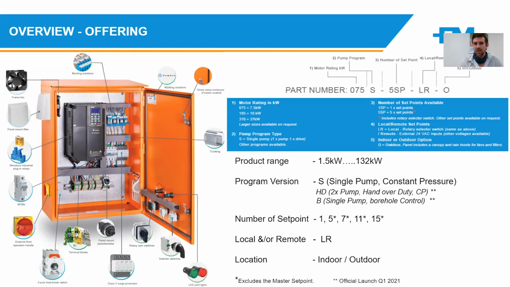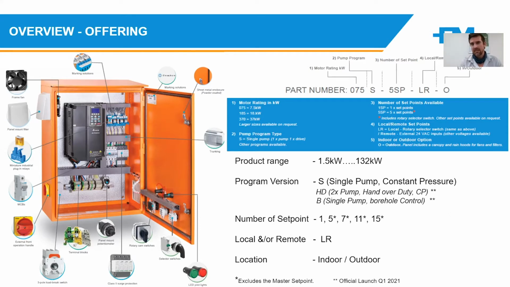There's also a local and/or local remote option, where in the local configuration, your set points and the start and stop of the system is done locally at the panel, at the pump house. And with the remote option, you can flick it over to remote, where we rely on an external digital signal to select a specific set point and to run the system. So this can be tied in quite easily with a radio control system or any other telemetry that uses a digital output to send the start signal to the drive.